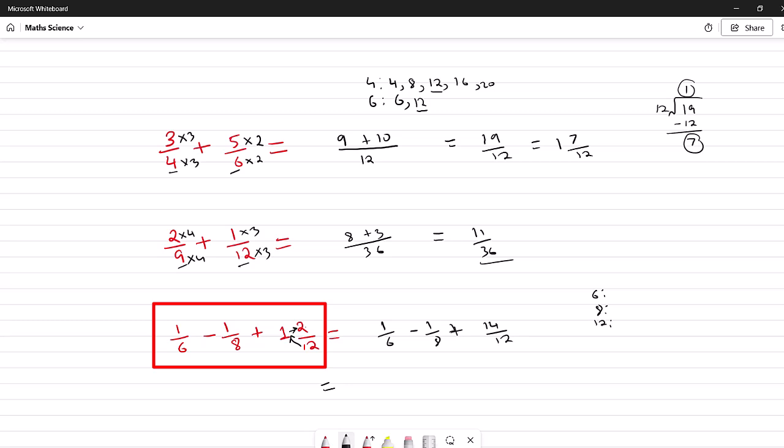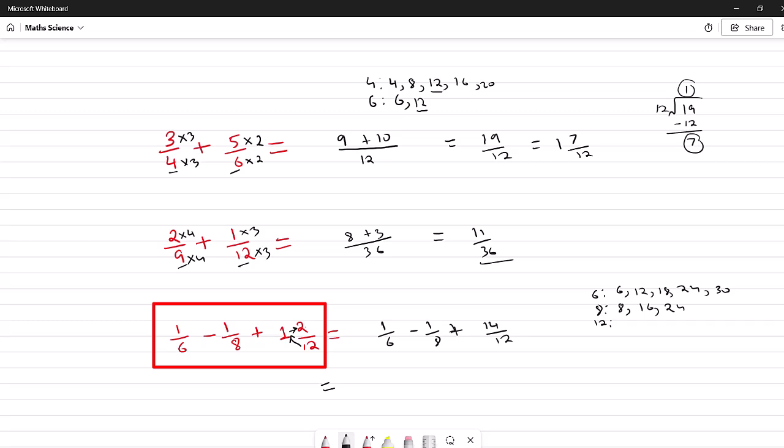So we are going to do the same exercise here. We're going to write the multiples of 6. So 6 times 1 is 6, 6 times 2 is 12, 6 times 3 is 18, 6 times 4 is 24, 6 times 5 is 30. Okay, let's do the same for 8. 8 times 1 is 8, 8 times 2 is 16, 8 times 3 is 24. Okay, so you see we already found a least common multiple. So let's just stop here.